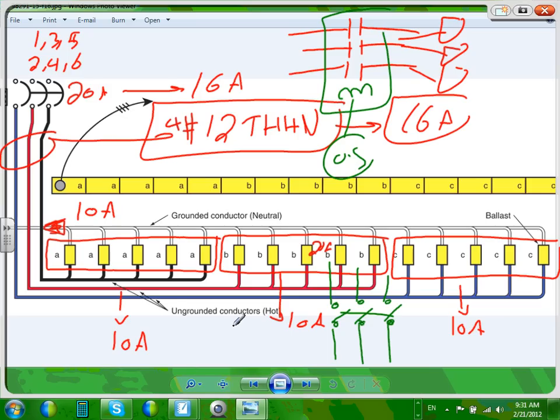Not commonly used, but because you can't land phase A and phase B on the same side. What happens if you put phase A and phase B? Short them. Good point. Any question, guys, about this? So this is really what the whole calculation here is.